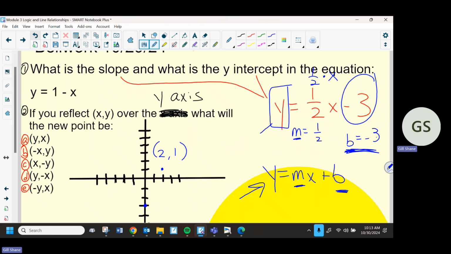Hopefully you know how to do that. What is the main thing I have to know how to do when I do a reflection? First thing and the main thing. After that, it's pretty simple.